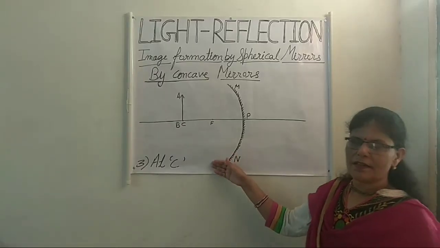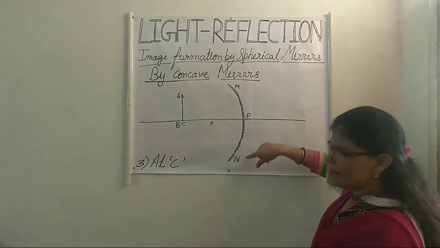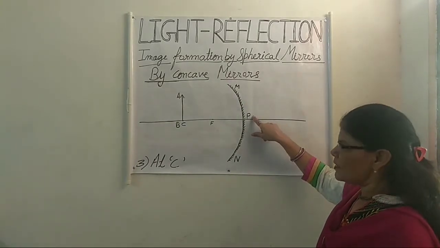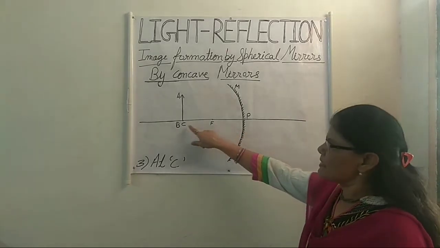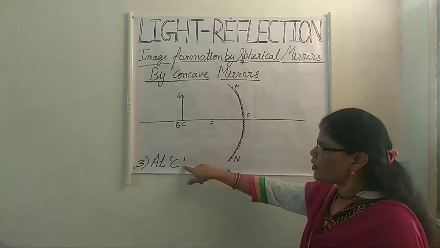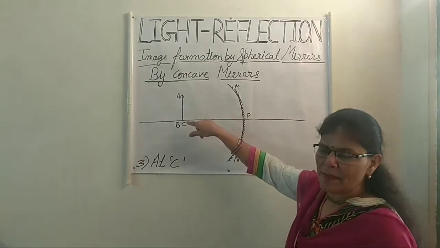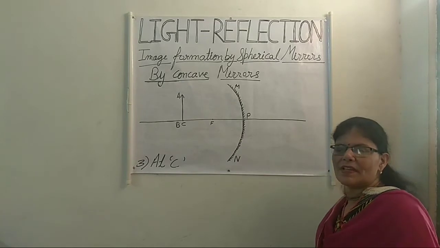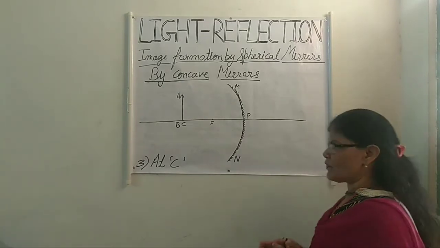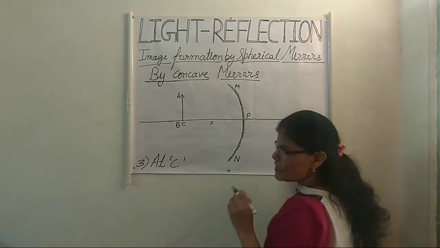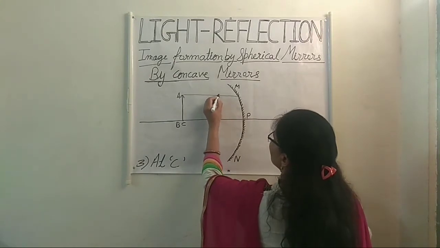In the third case, when the object is at C, here again this is a concave mirror, this is the pole, this is our principal axis, this is the principal focus and the center of curvature, and here the object is at the center of curvature, that is AB. Out of the 4 rules, we can use any 2 rules here also for drawing the ray diagram for image formation. So let us use the first rule, in which a parallel beam of light is incident.